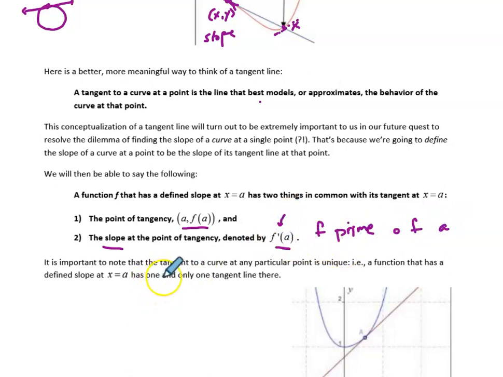It is important to note that the tangent to a curve at a particular point is unique, in that a function can only have a single tangent line at a given point. That's right here. This is the tangent line. Here's the point. We have a single slope.